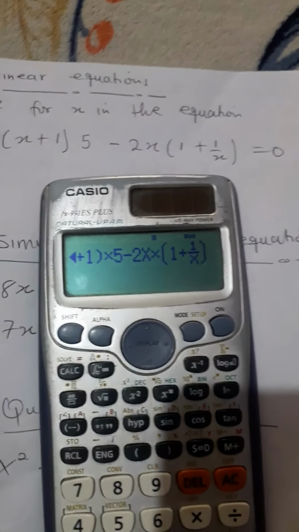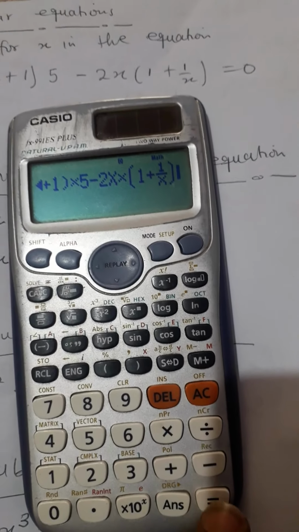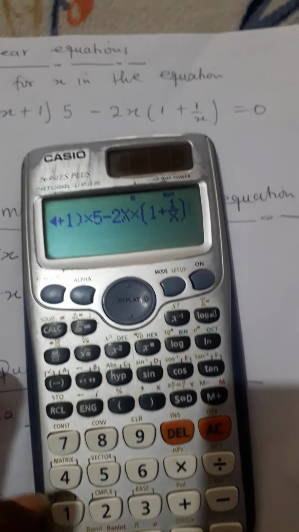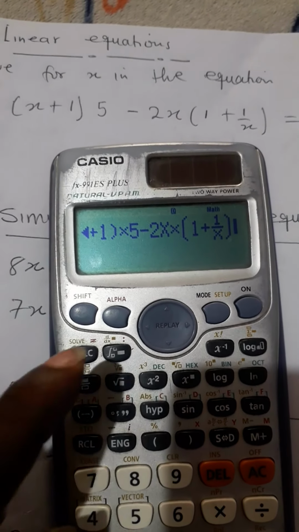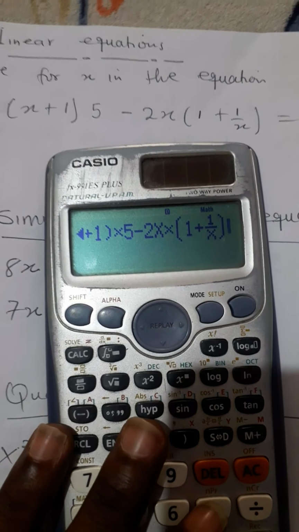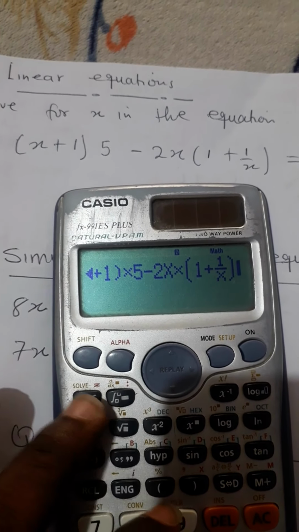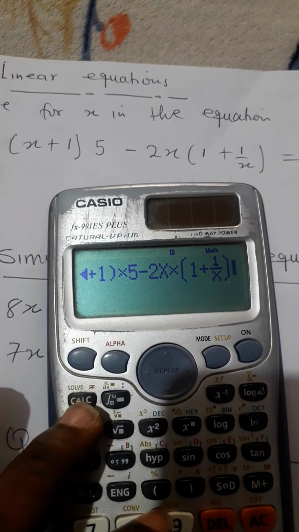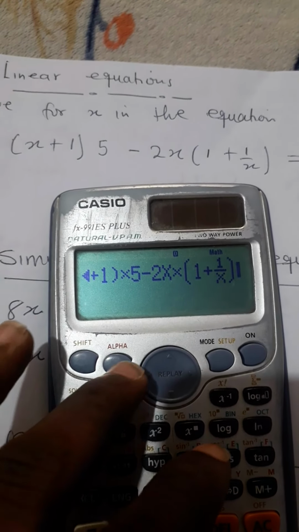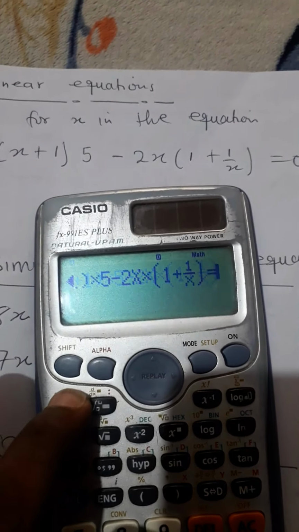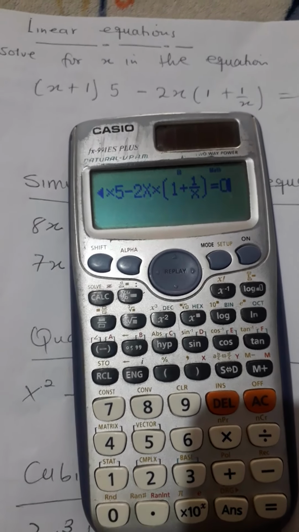We are saying this is equal to 0. Where do I see the equal sign? There's an equal sign here, but this equal sign only works for the output of whatever you want to get. There's another equal sign on this calculator that we use for equations, above the CALC key, which means calculate or solve. It is colored red, so I press alpha, then this key. You see the equal sign just came. Then you enter 0.